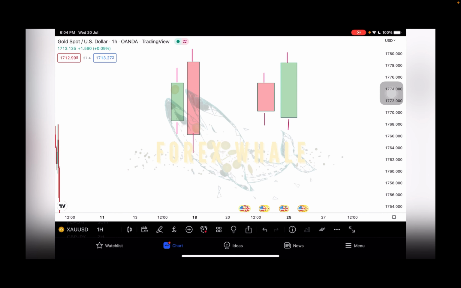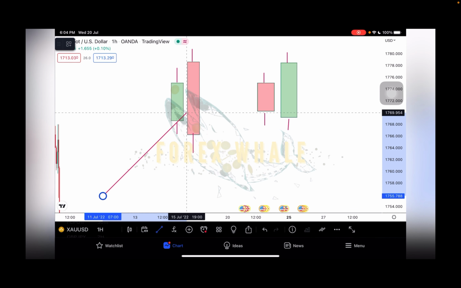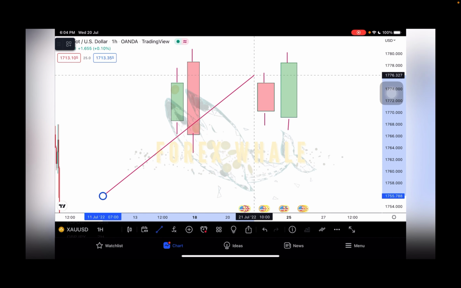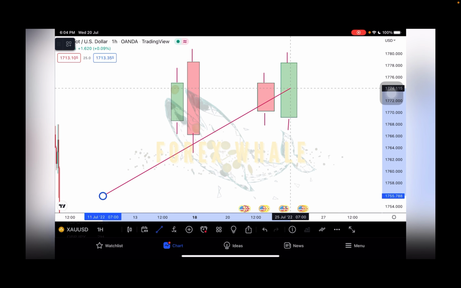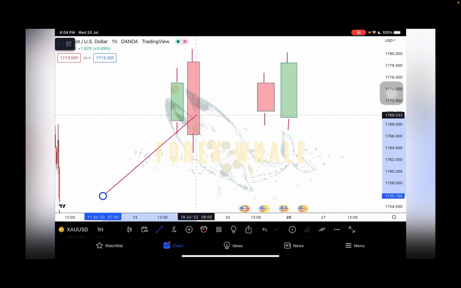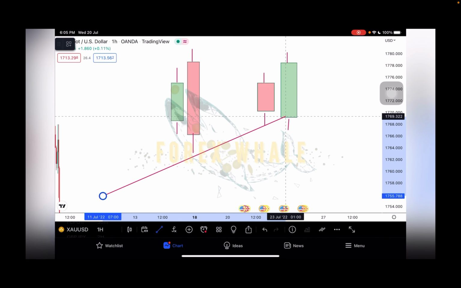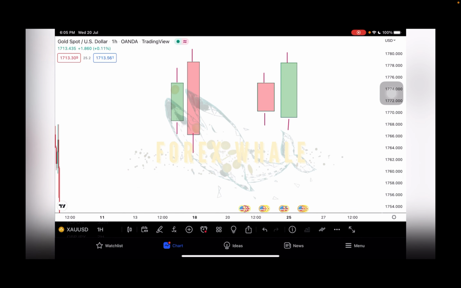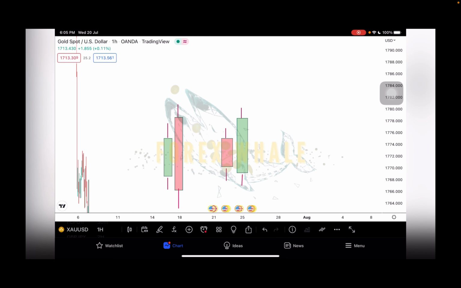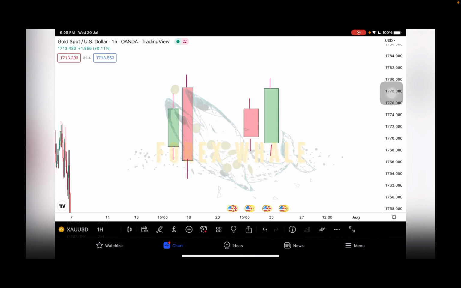On your left is your bearish engulfing, and here on your right is your bullish engulfing. A bearish engulfing is when we look for a sell, while the bullish engulfing is when we look for a buy opportunity.